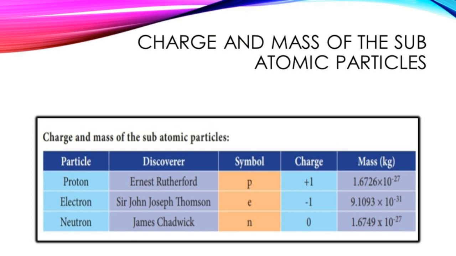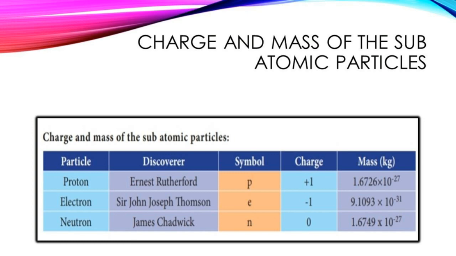Then the particle electron: the discoverer of the electron is Sir John Joseph Thomson, and the symbol of the electron is small e, the charge of the electron is -1, and the mass of the electron is 9.1093 × 10^-31.